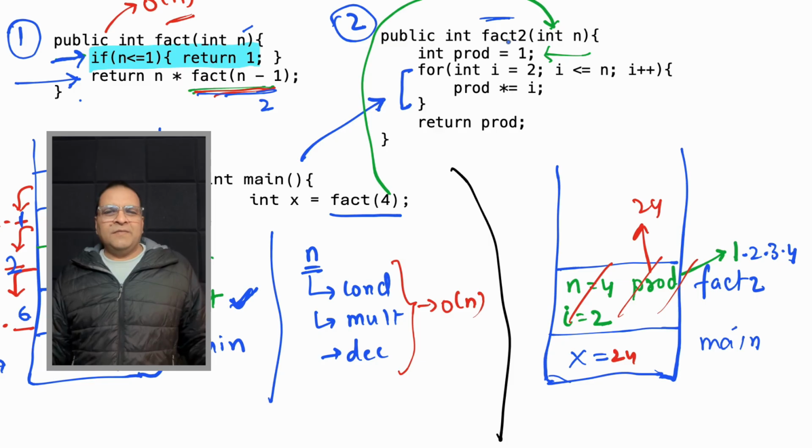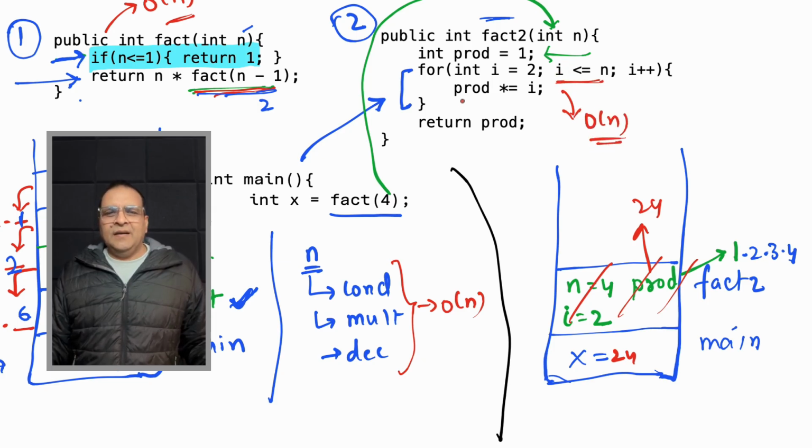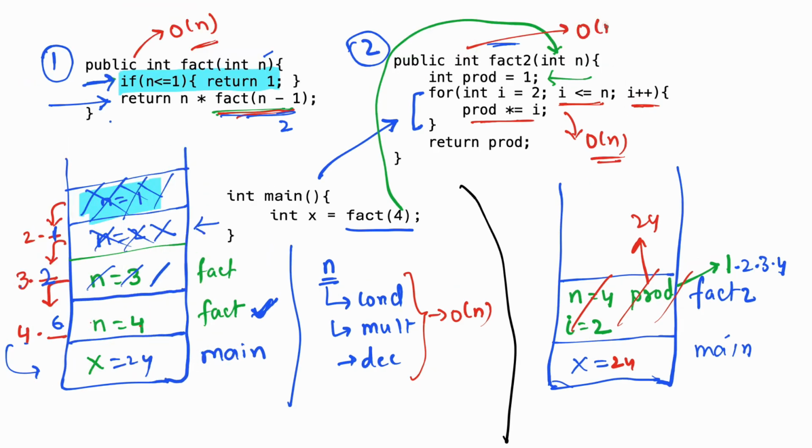So how much time is this fact2 function taking? Inside this fact2 function, we have a for loop, and we have seen that this for loop will take order of n time, because there will be n condition checks, n multiplications and n increments. So we can say that even this function is taking big O of n time. Therefore, we can conclude that from the point of view of asymptotic time complexity, the first function and the second function are the same, because both of them are taking time that is proportional to n. Both of them are taking linear time.